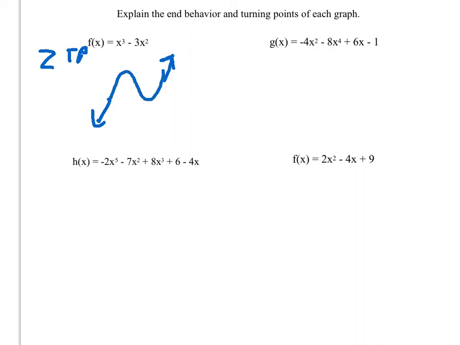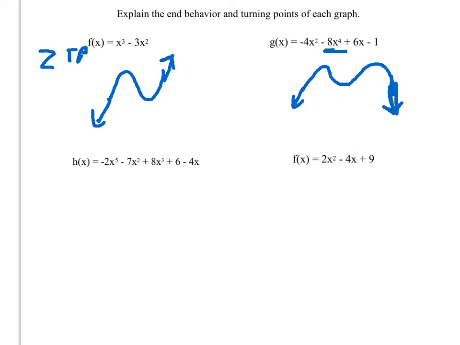All right, if we go over to this next one, our biggest exponent is 4th power. So we know that both ends are going to go in the same direction. Now we need to determine what direction that is, up or down. So we're going to look at the leading coefficient, and the leading coefficient is negative. So both left end and right end will be going down. And since it's 4th power, we know that we will have 3 turning points. So there it'll look something like that.